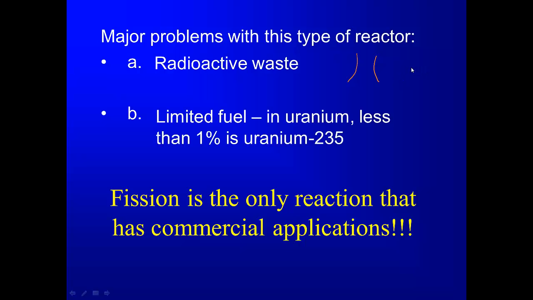The other problem with it is that it is a limited fuel. Because in a uranium sample, less than 1% of it is actually this fissionable uranium-235. The majority of a uranium sample is uranium-238. So a little less than 99% is uranium-238. But again, when we talk about nuclear energy, fission is the energy that's going on. We're using the uranium-235, splitting it, and it's producing the energy in a chain reaction.